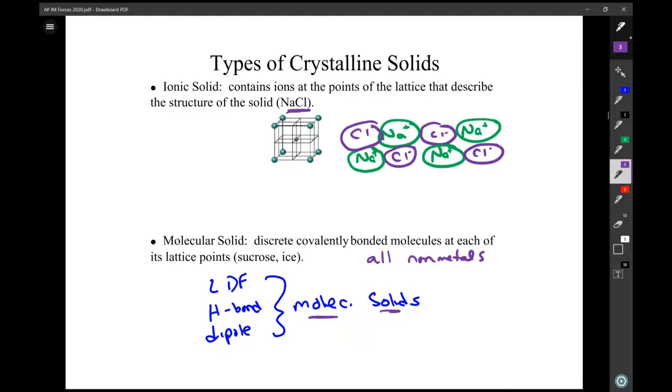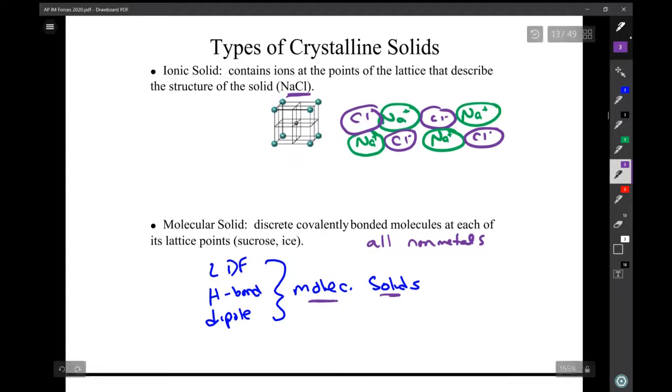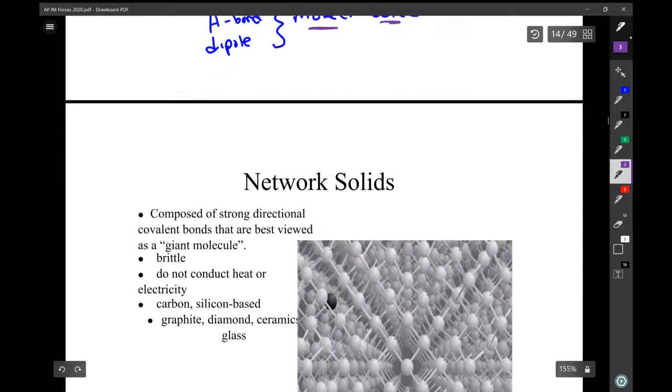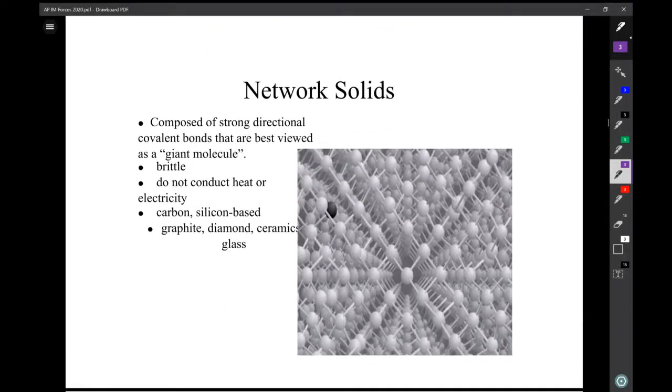Next, a little more specific. The next one we call a network solid. Think of a network solid as a giant molecule. Really it's all covalent bonding. So there really is no force of attraction like a dipole or hydrogen bonding or LDF. It's all sharing of electrons.